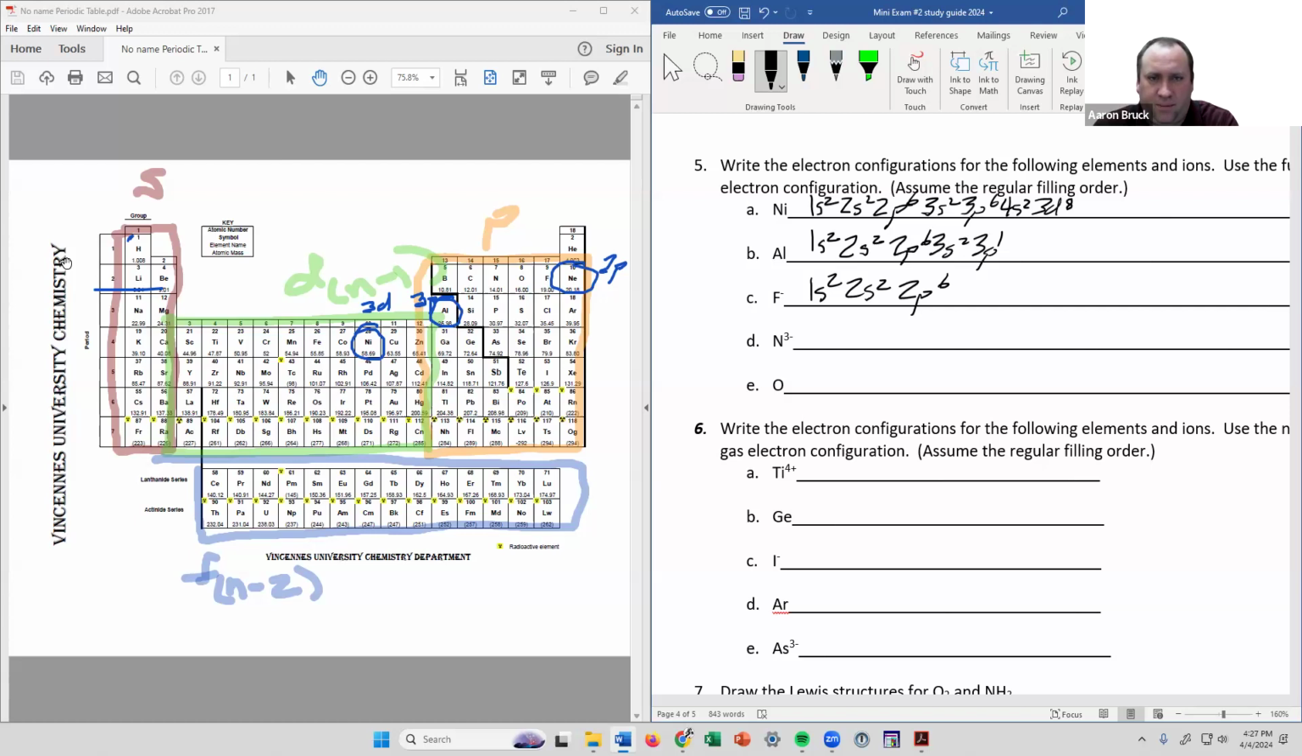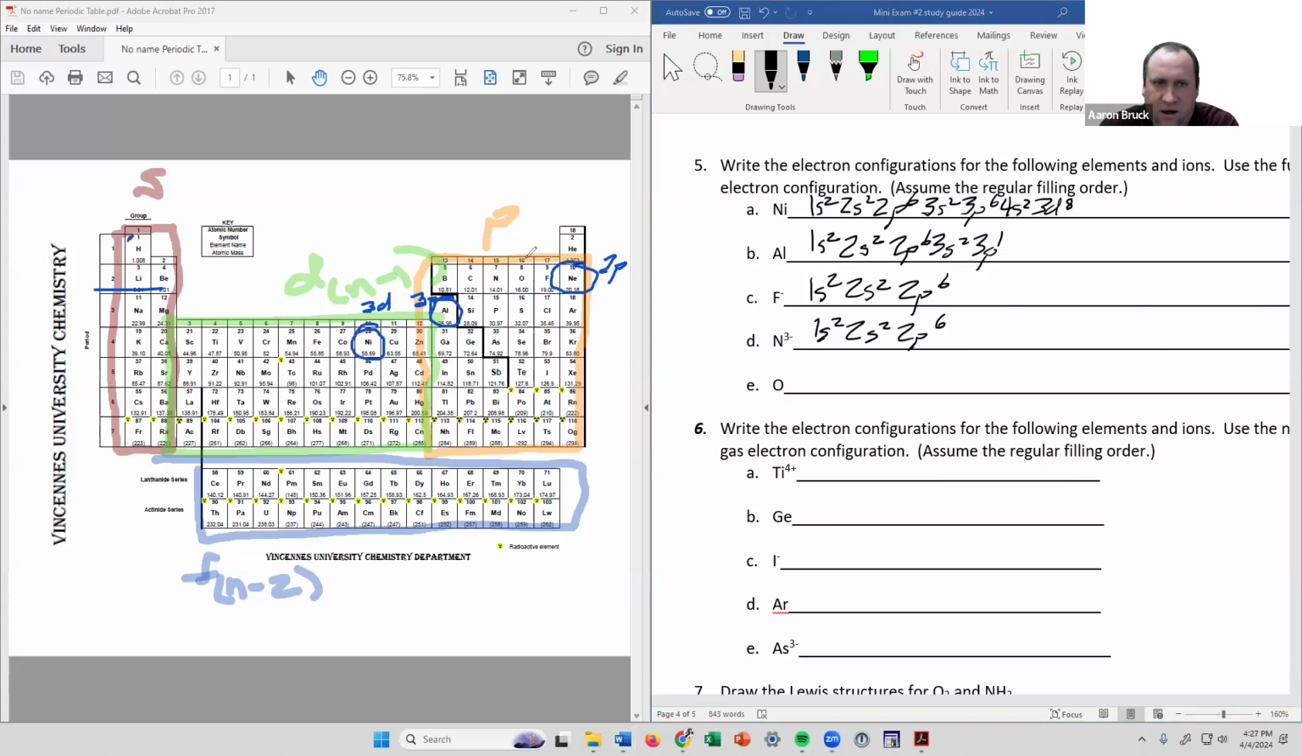For nitrogen, nitrogen is here. Nitride ion, N3 minus, would be 3 electrons more. 1, 2, 3. Oh, wait, it's the same as neon. So we're going to make the exact same configuration: 1s2, 2s2, 2p6.